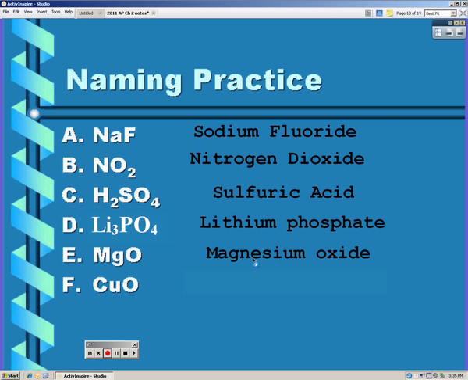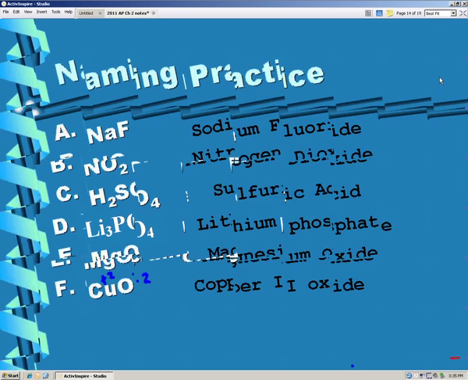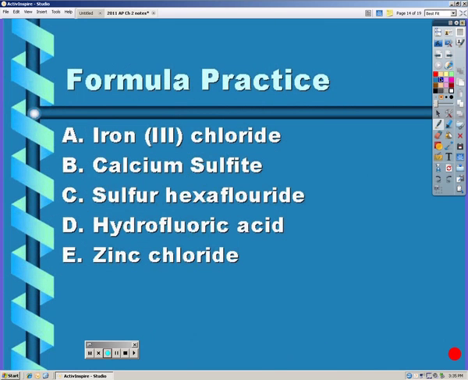And the sixth is not a hydrogen, doesn't start with a nonmetal, but it does start with copper, which is a transition metal. Oxygen's a -2, which means copper must be a +2. So that's copper(II) oxide, the 2 being the charge on copper. Go ahead and pause the video and try writing the formulas for these.